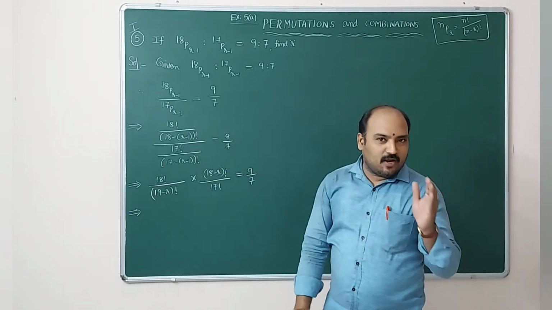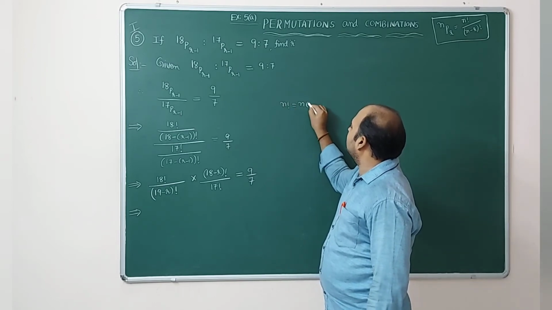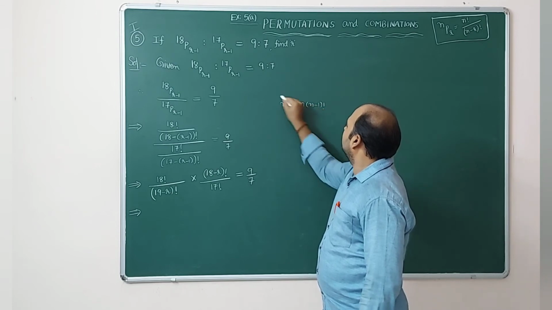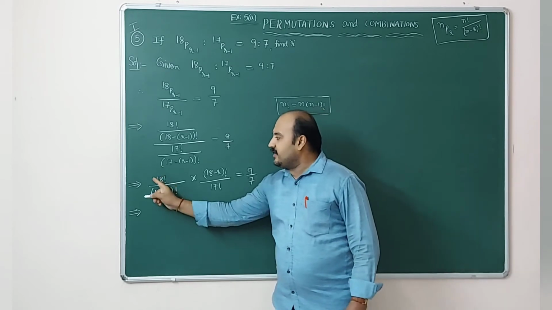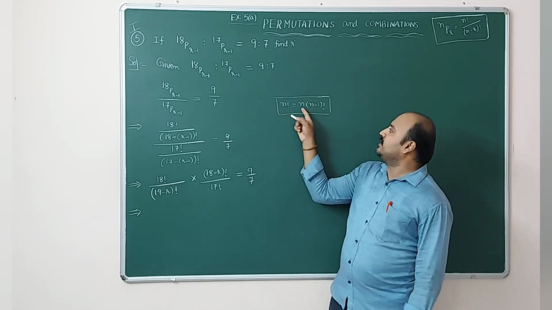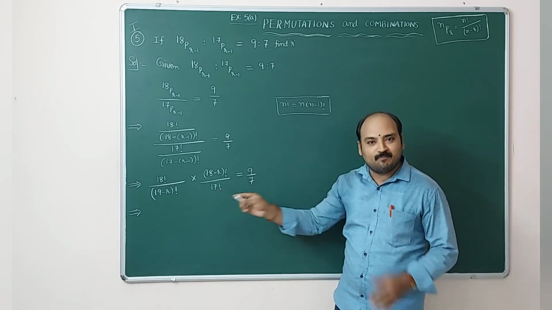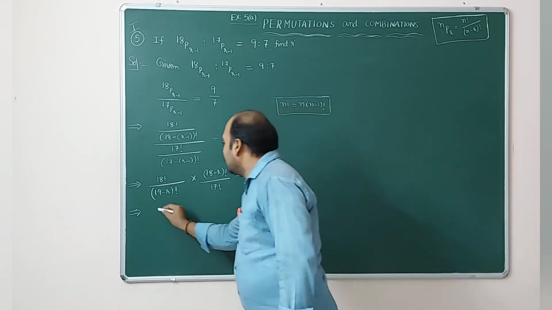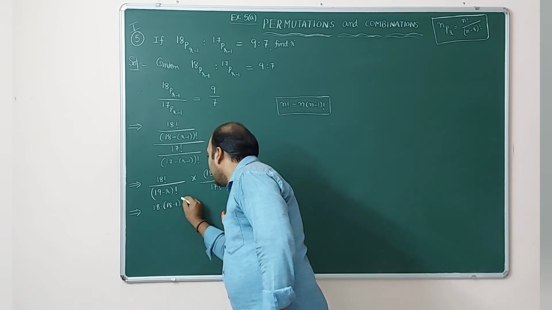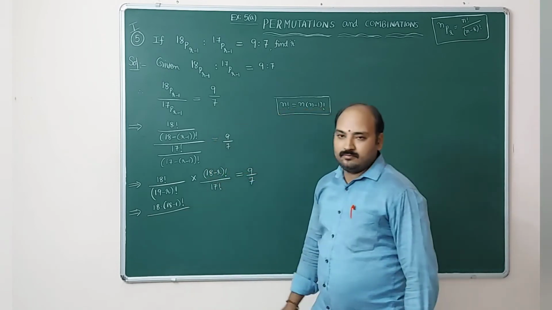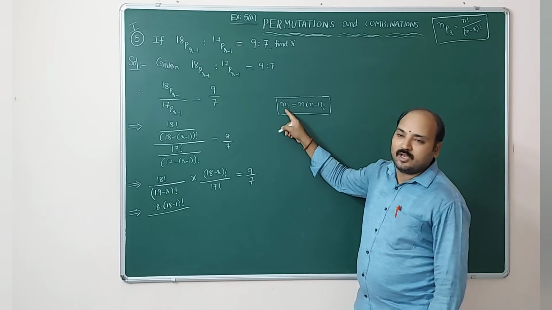n factorial can be written as n into n minus 1 factorial. So by using this formula, 18 factorial can be written as 18 into 18 minus 1 factorial, that is 17 factorial. Here 17 factorial is there now, to cancel the term easily. So 18 into 18 minus 1 factorial, divided by 19 minus r factorial, also by using this formula.